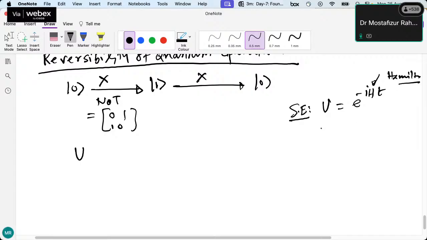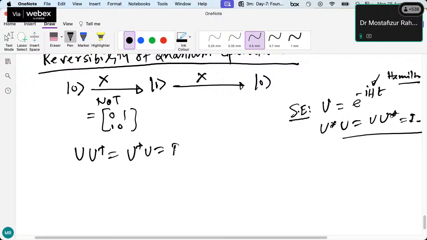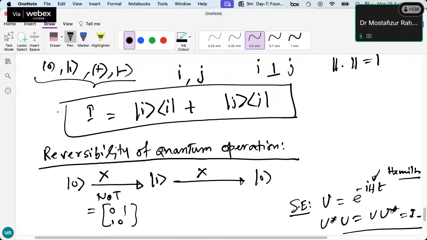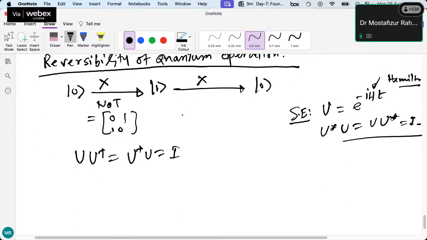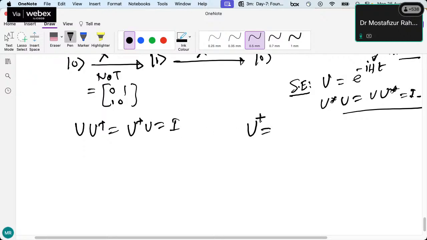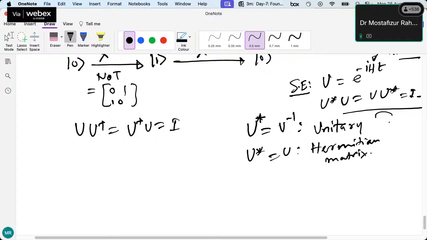You can easily verify that U dagger U equals U U dagger equals the identity matrix, right? This also comes from that direct relationship. So the overall evolution operator should be a unitary operator. For a unitary operator, the definition is U dagger equals U inverse. And if U dagger equals U, then it is called a Hermitian matrix. So star means complex conjugate, right? If a matrix's conjugate transpose is the same matrix, it's called a Hermitian matrix. If the inverse of a matrix is its conjugate transpose, it's called a unitary matrix.